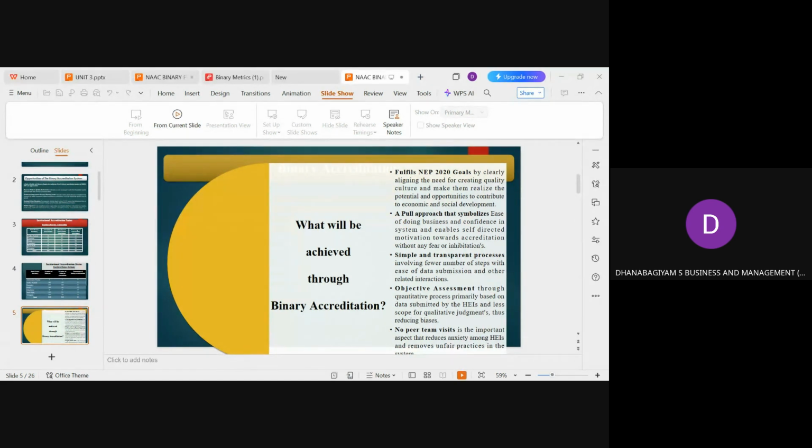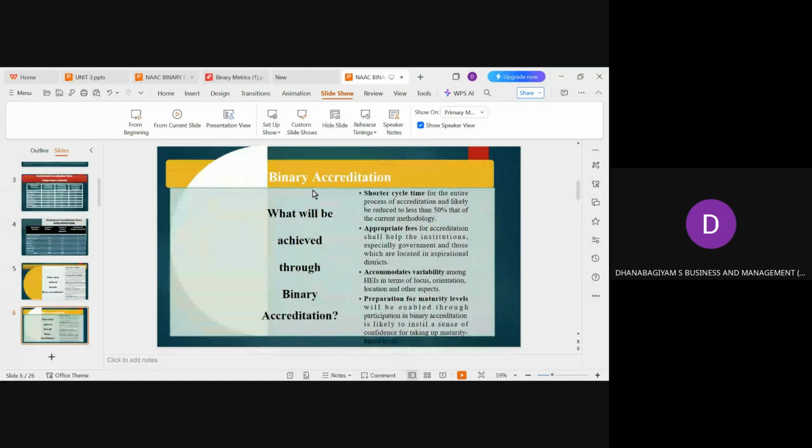Due to this, we can reduce the bias that happens in the NAAC accreditation process. Basically there is no peer team visit in this binary accreditation process. So it saves a lot of traveling cost, and the hospitality we would provide is also easier for us. These are the areas where we can save our time as well as other operational costs.